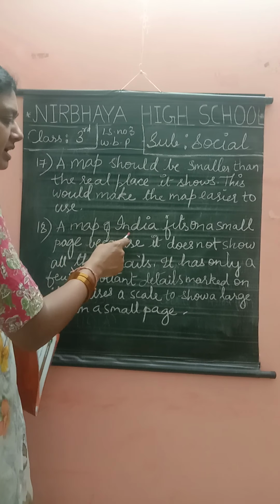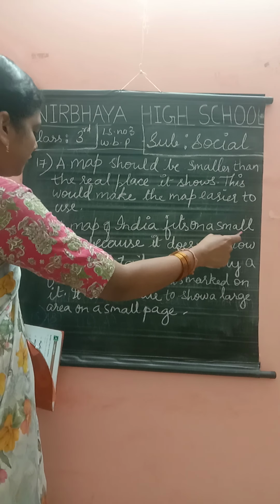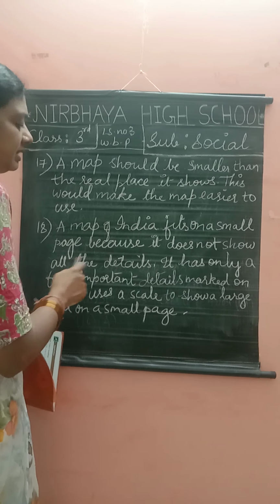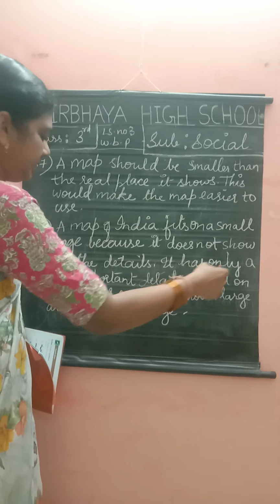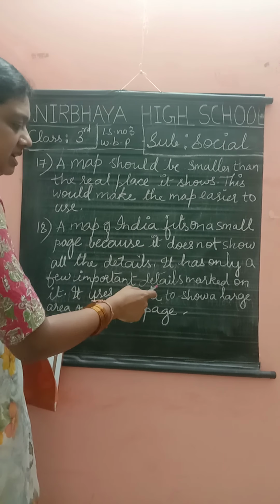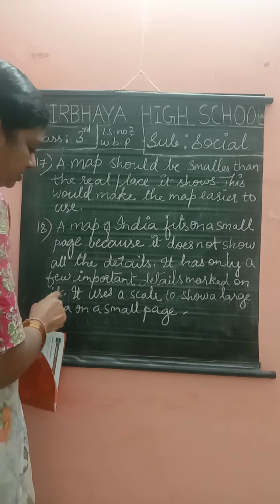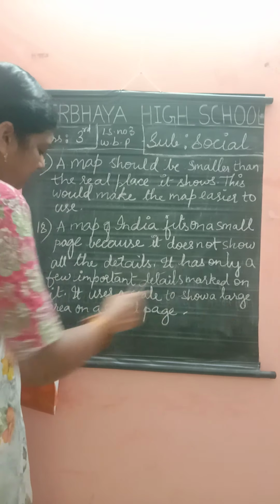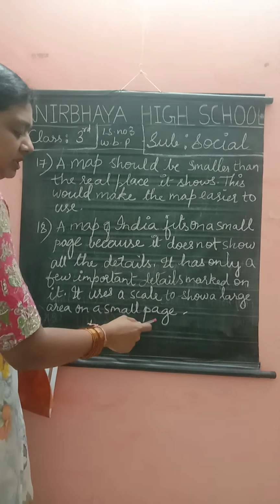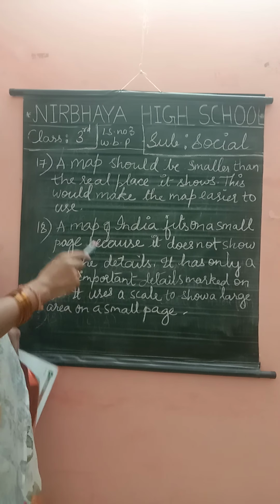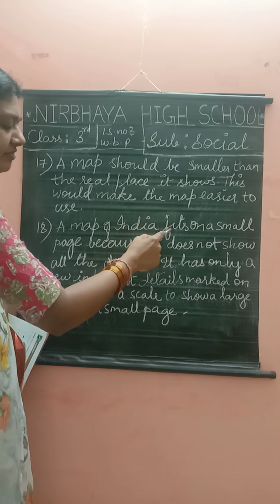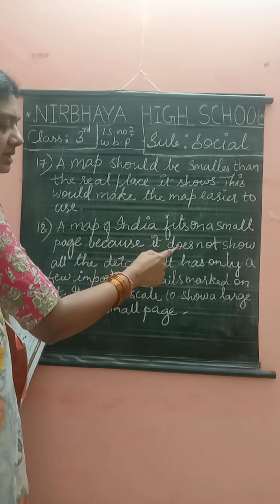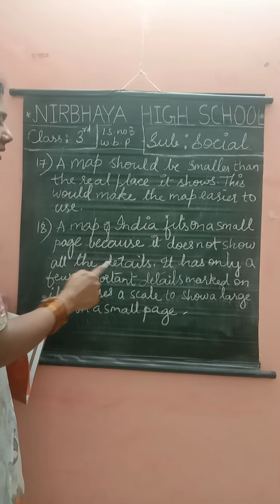A map of India fits on a small page because it does not show all the details. It has only a few important details marked on it. It uses a scale to show a large area on a small page. I'm repeating the answer once again, children.